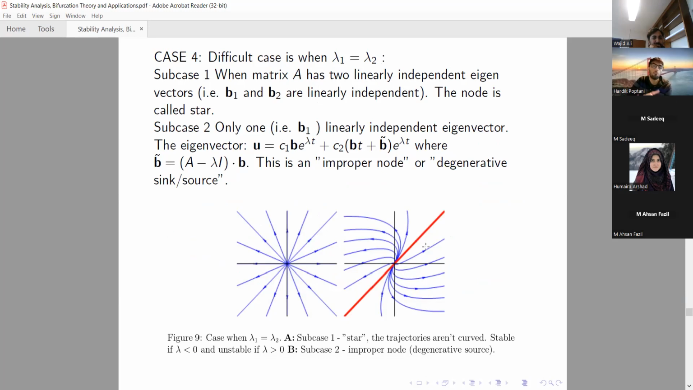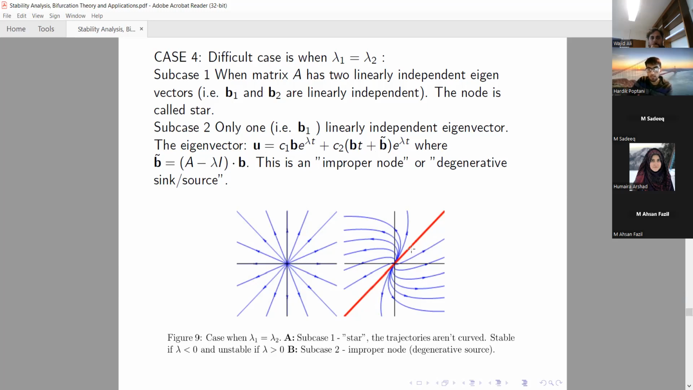Let's say we only have one linearly independent eigenvector. Then the solution is u equals c1 b e^(λt) plus c2 (t b + b2), we note that because b2 can be formed based upon b, but they still have to have two different ones. So therefore b2 where (A minus λI) b2 equals b is called an improper node or a degenerate sink or source.